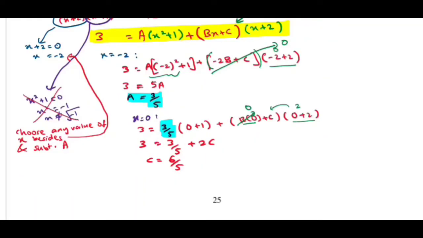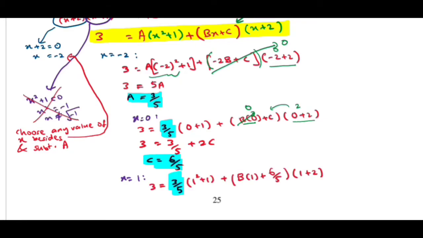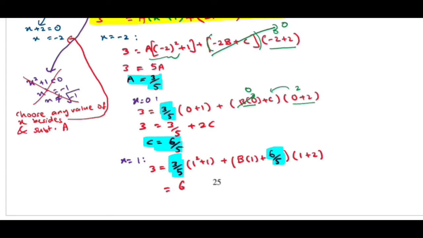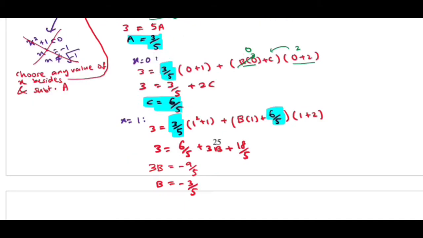Next, we also have the same problem. There's no more x that you can choose, so just choose any value of x. The next easier number besides 0 is just 1. So substitute in 1, and also don't forget to substitute the values that you have found, which is the a constant and also the c constant. Notice that I have substituted the values of a and c into my equation, and then also substitute x equal to 1. Now you're left only with b, so just simplify this equation. After a little bit of calculation, you will find out that b is equal to negative 3 over 5.